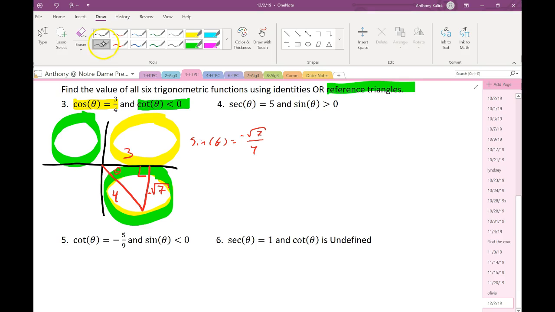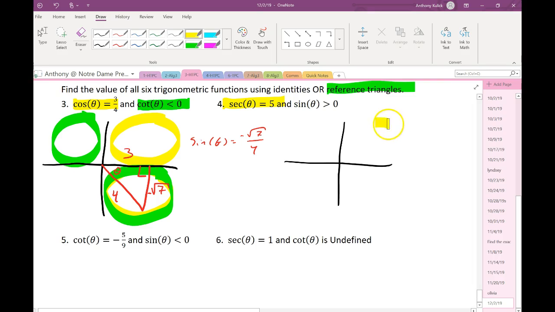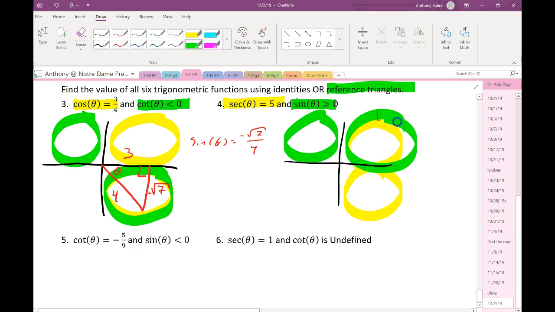Do you need to do the other one also, Megs? Okay. All right. Where is secant positive? Same place cosine is positive, right? So wherever the x is positive. Then where is sine positive? Where the y's are positive. So those two quadrants. Where's my reference triangle going to be? Q1.